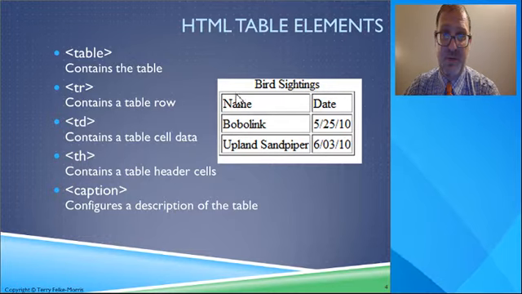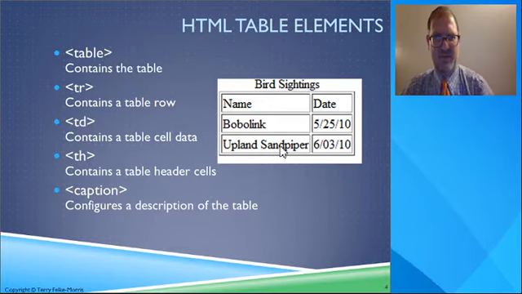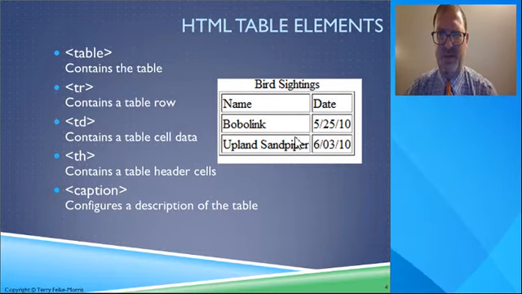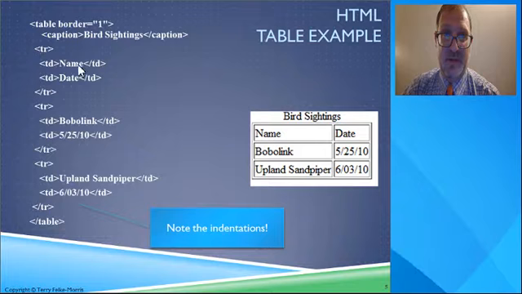The table is the whole table, including the words bird sightings. We have a TR for this table row, another TR for here, another TR for here, and then a TH for this table header, TH for this table header, and TDs for these. Again, the distinction between a TD and a TH becomes a little bit blurry. It mostly helps you organize your information better. This is the actual code for this exact picture.